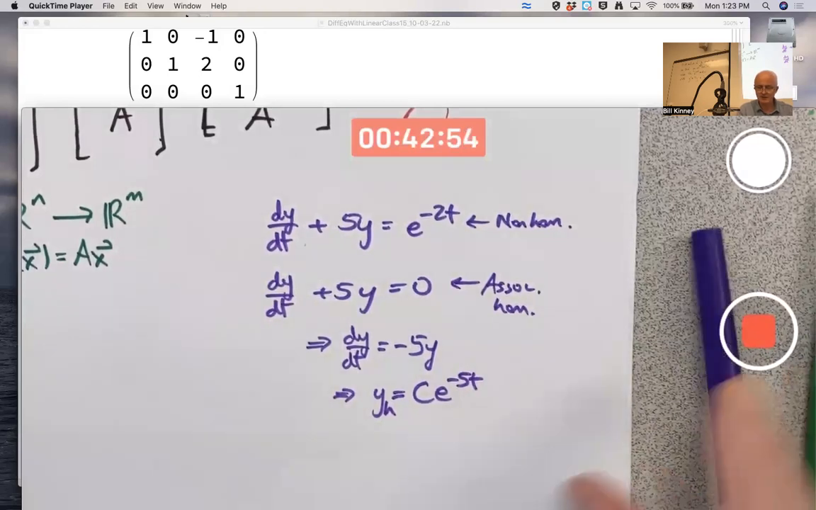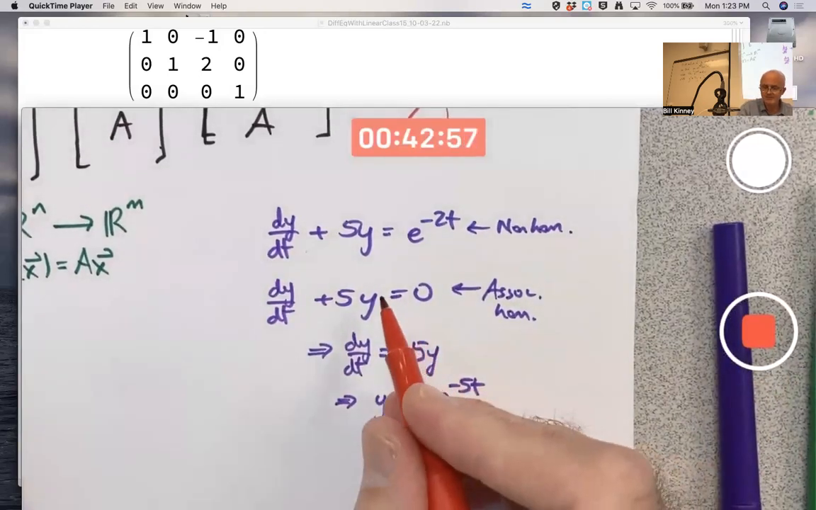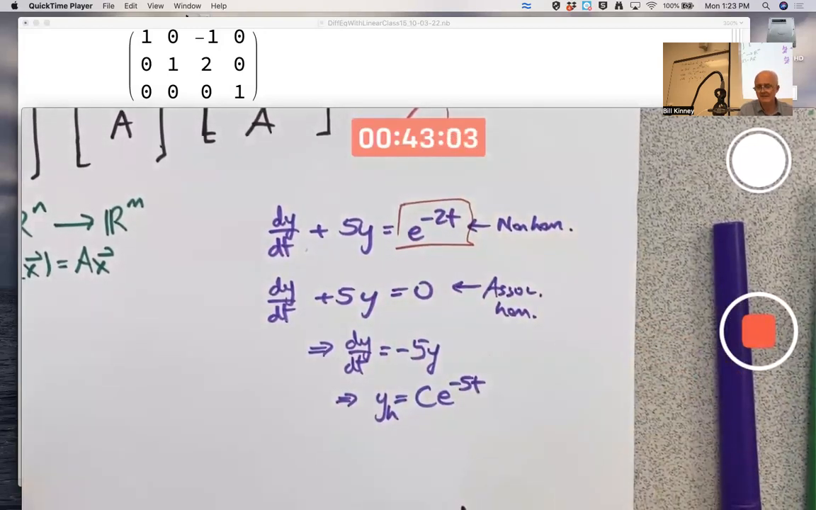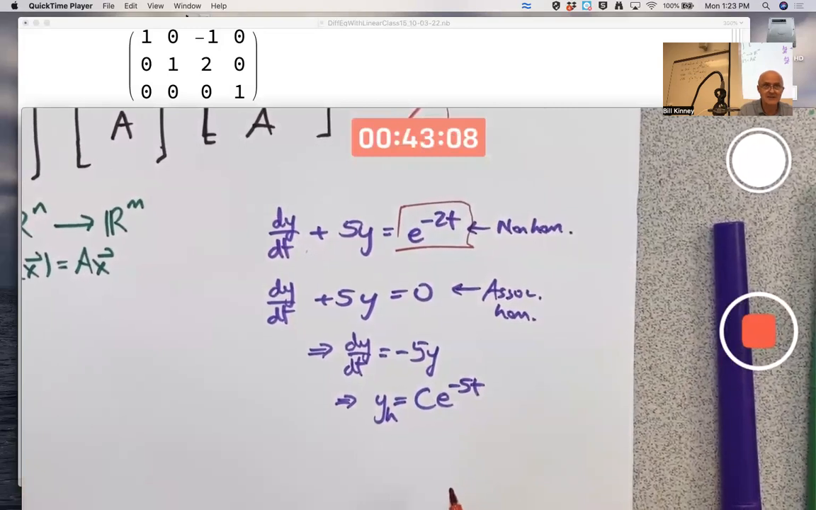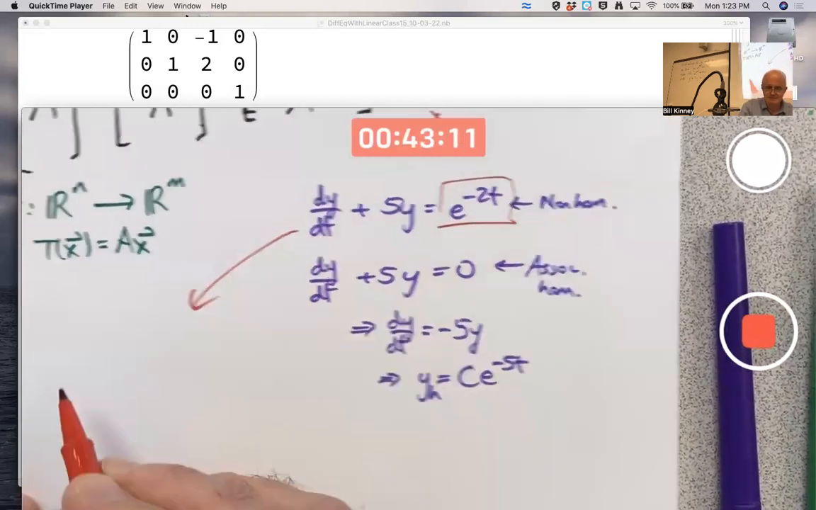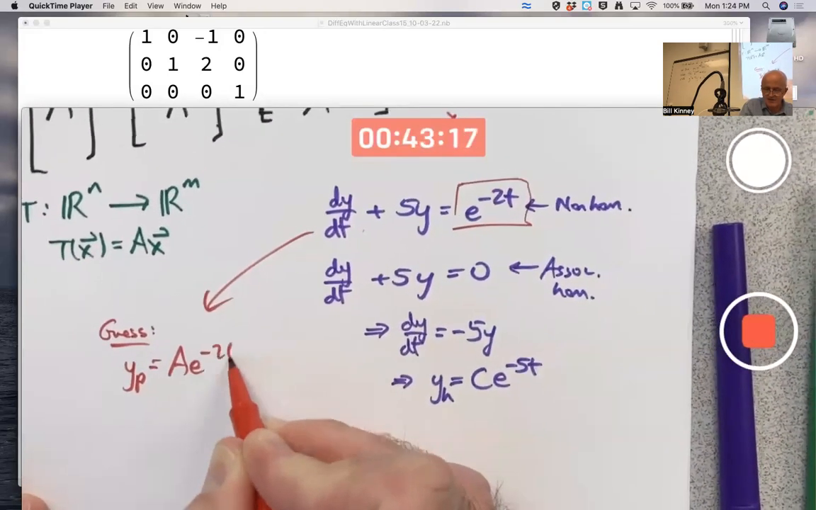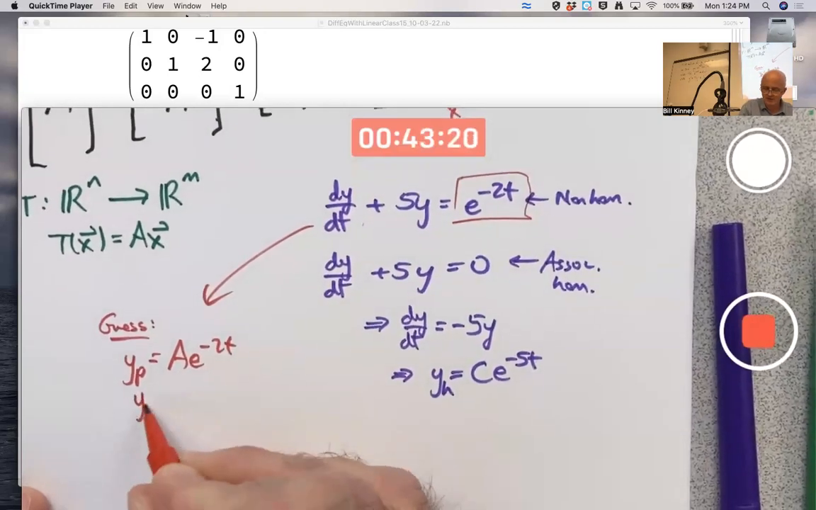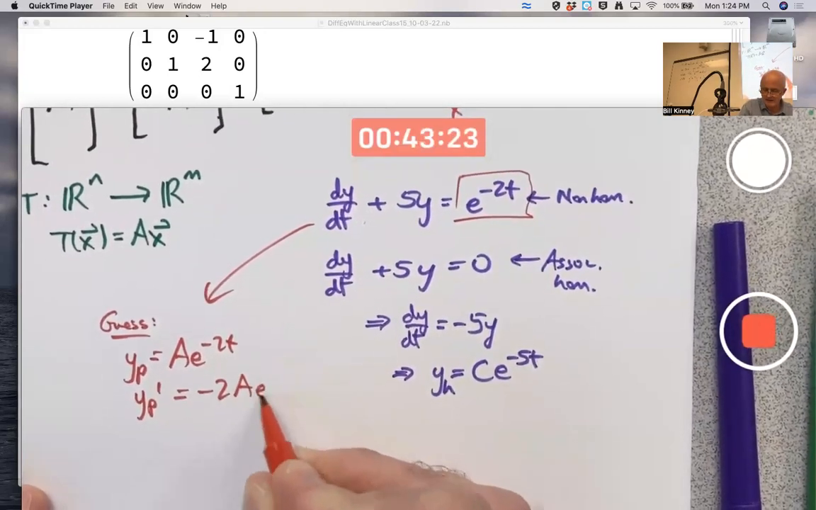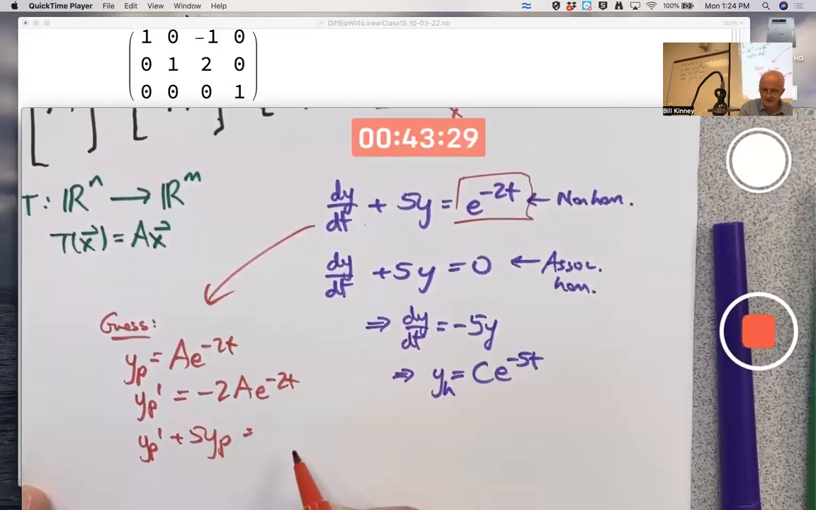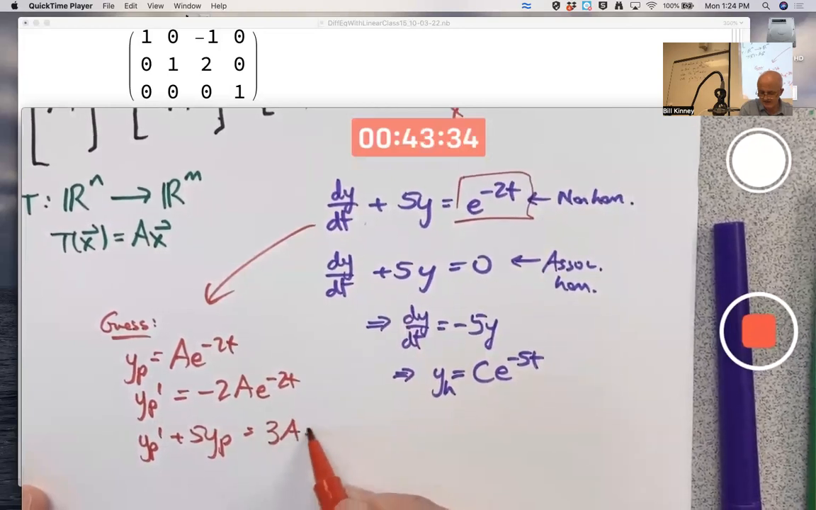Then you guess your particular solution for the original equation. Educated guessing, you see the right-hand side is e to the negative 2t. If there's going to be any chance of a function being a solution, it's got to involve e to the negative 2t. So you do your guessing and say, okay, YP, a particular solution, is some constant times e to the negative 2t. You got to solve for a, find y prime, plug it into the differential equation. What's it going to simplify to? You're going to get a negative 2a and also a 5a is a 3a, e to the negative 2t.